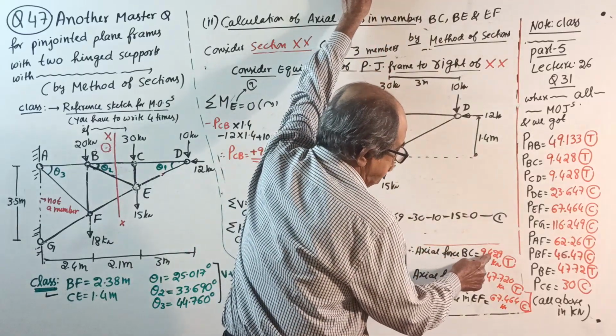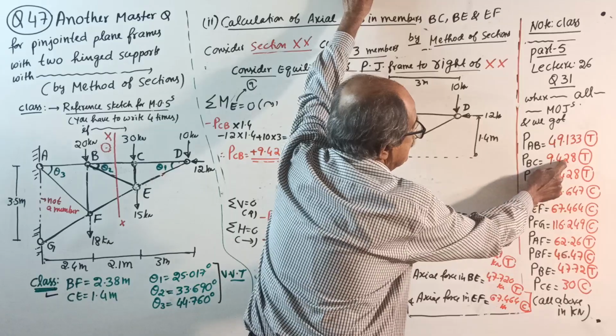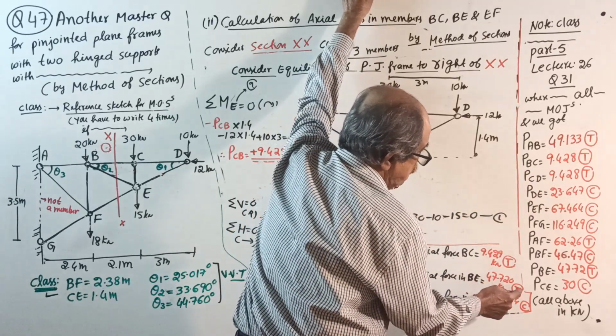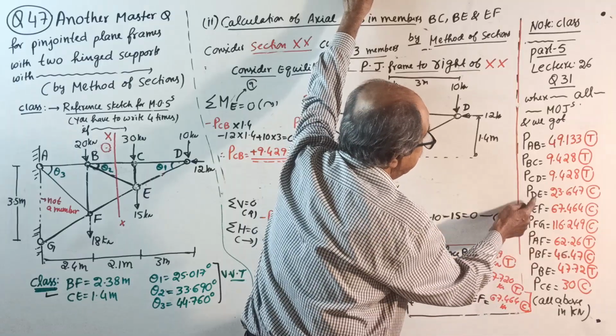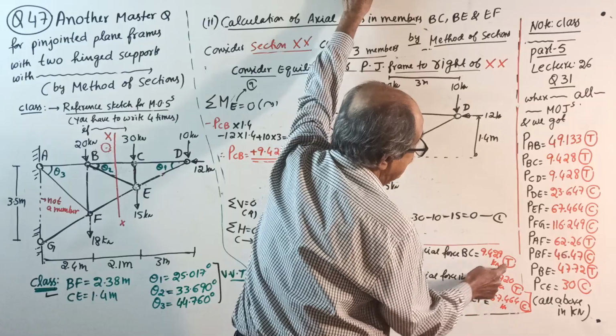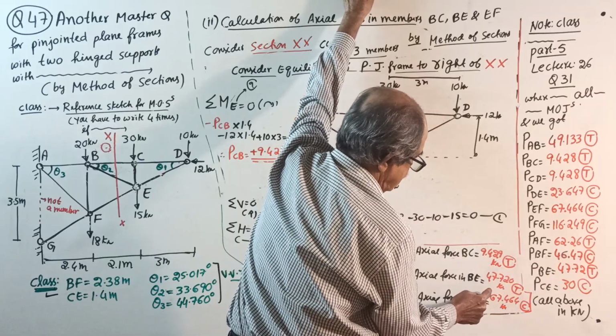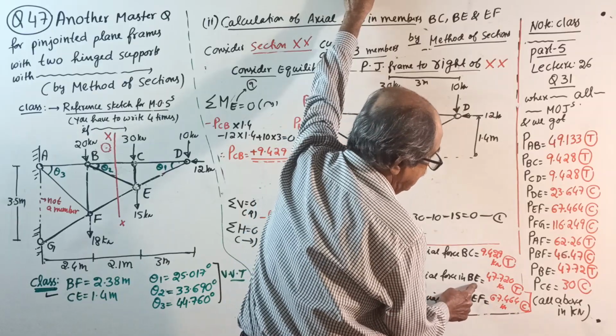Check the answer. BC 9.429 tension. Yes. BE 47.720 tension. BC, which one? BE, 46.47. Which one? BE.